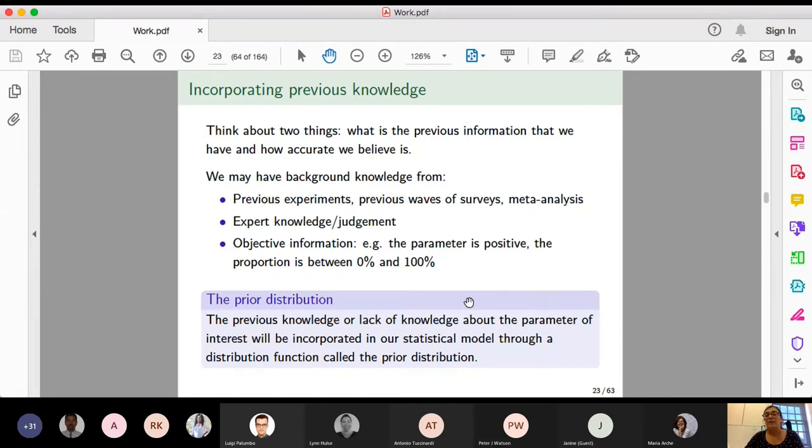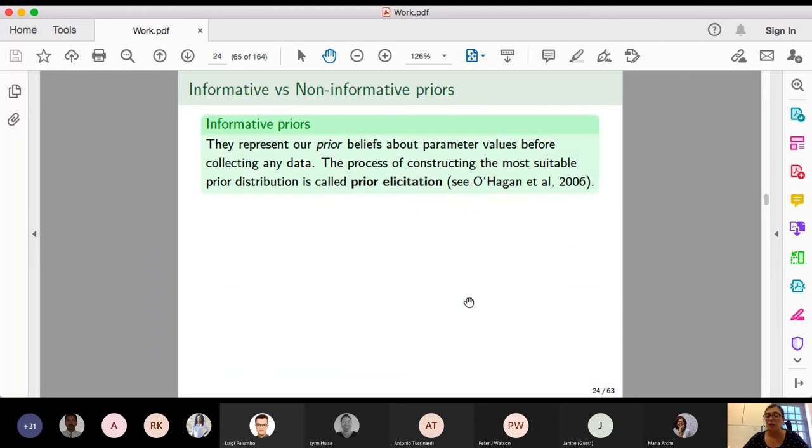Now, this is called the prior distribution because it's what we know about the parameter before you perform your current study. It's what you know up to now. So with all the previous information, past information, what do we know about this parameter? And this will be incorporated in your model through a distribution that is called the prior distribution. So the previous knowledge, or even the lack of knowledge, if you don't have any previous knowledge, that can also happen, right? You may be doing research in something very novel where there are no previous results on the topic, will be incorporated in this distribution for the parameter of interest.